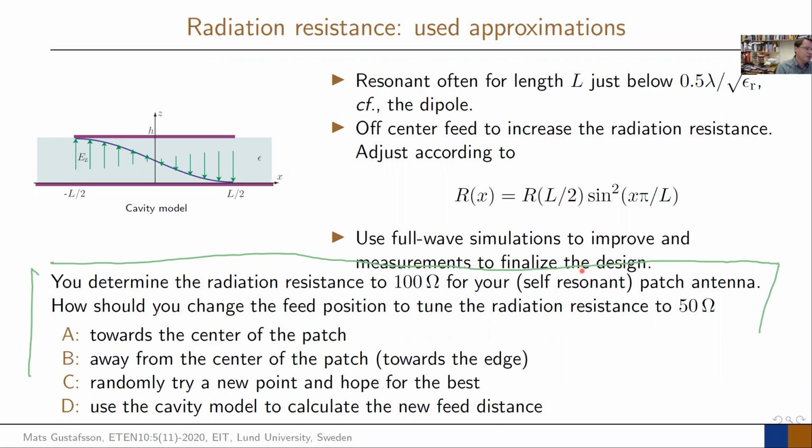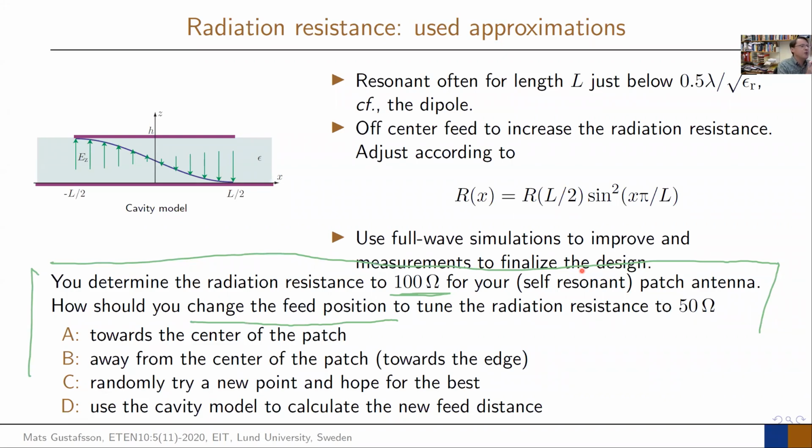So you plug this into a VNA. The VNA determines the reflection coefficient. You make sure it's self-resonant, your patch, it should be. And then you look at what is the radiation resistance. Let's assume you measure it to 100 ohms. And then what you're going to do is change your feed position.